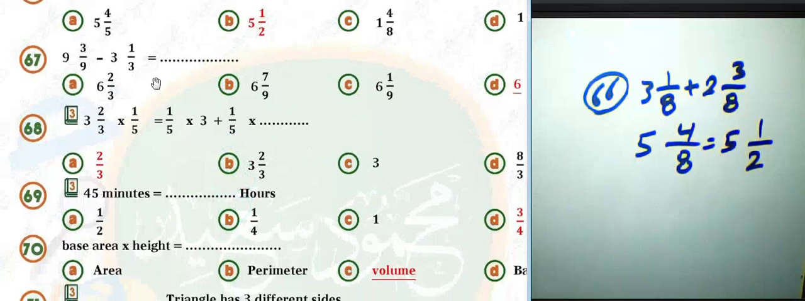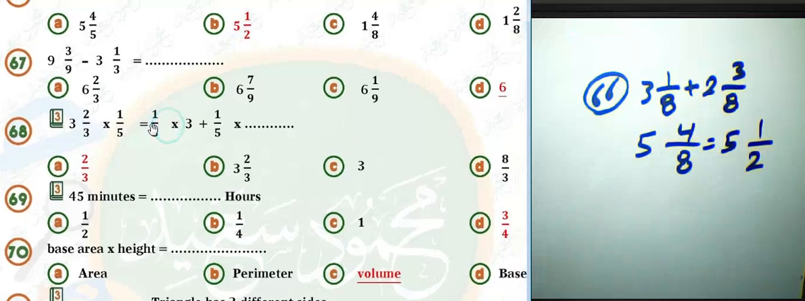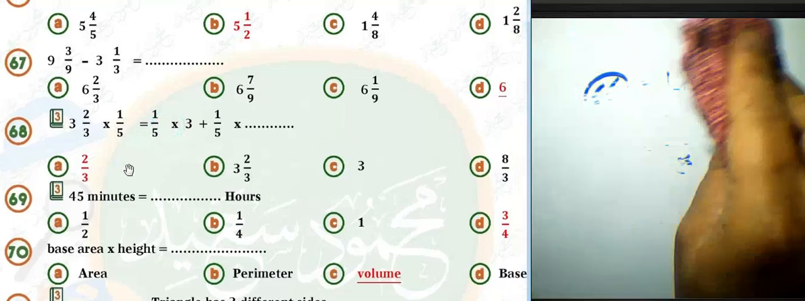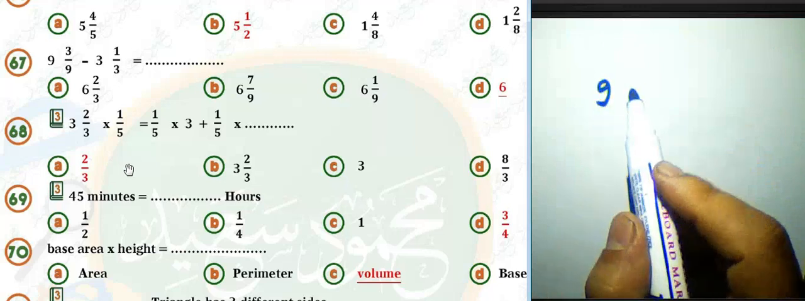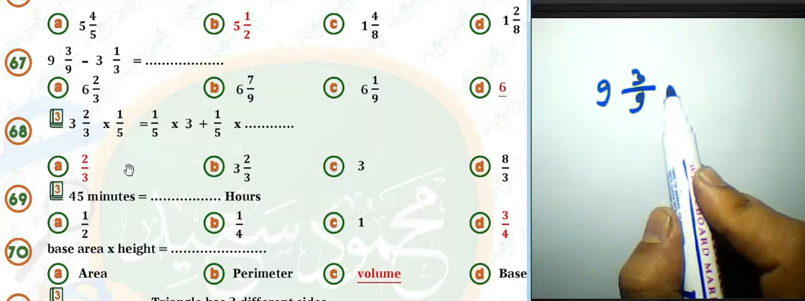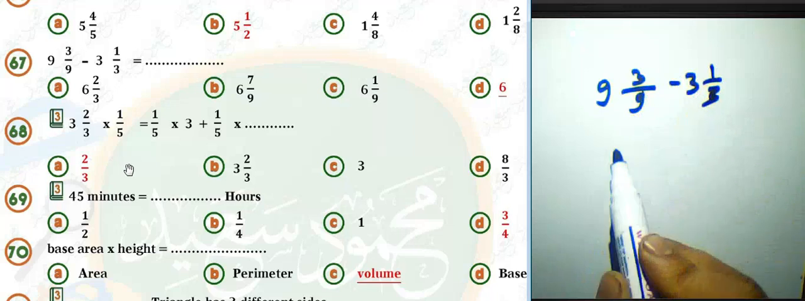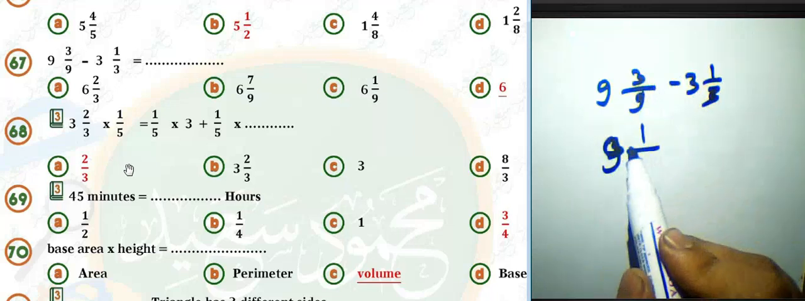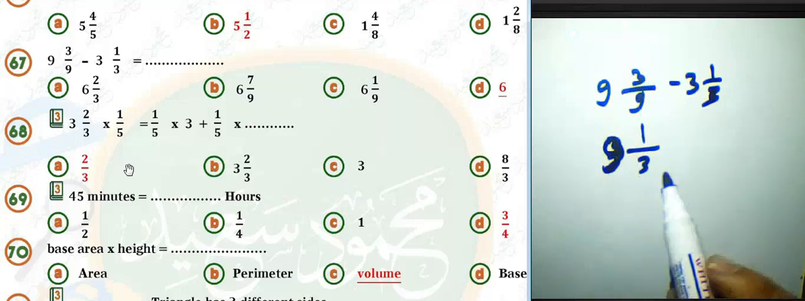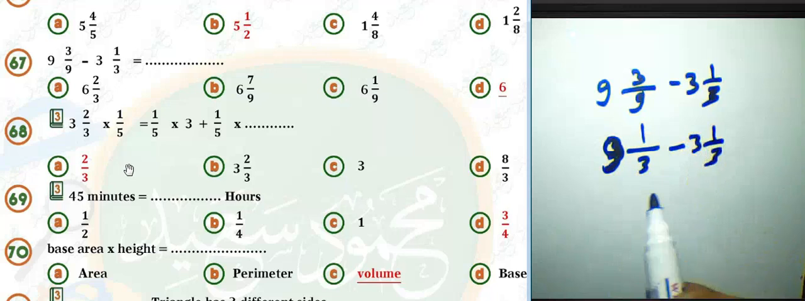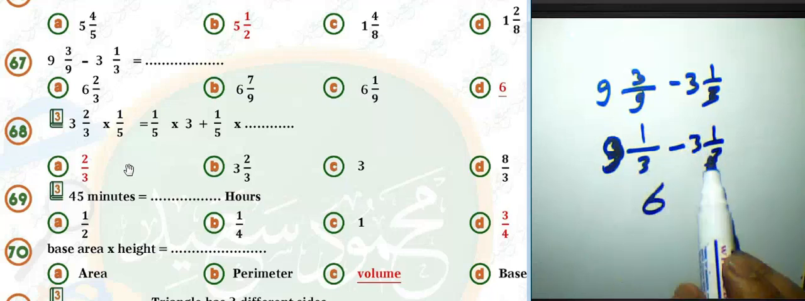9 and 3 over 9 subtract 3 and 1 over 3. You can find the difference between them by simplest fraction, or find the least common multiple between them. 9 and 3 over 9 subtract 3 and 1 over 3. We know 3 divided by 3 equal 1. 9 divided by 3 equal 3. 9 and 1 over 3 subtract 3 and 1 over 3. 9 minus 3 equals 6, and 3 minus 3 equals 0, so the result will be 6.